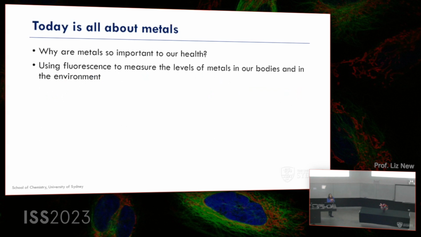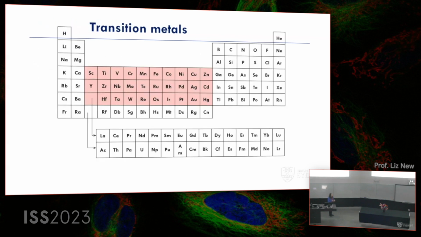So today we're going to talk about why metals are so important to our health, and there are lots of different metals we interact with, and they fall into different classes. Some of them are essential for us to live, and some of them are toxic and cause us to die. And then we'll talk about using fluorescence to measure the levels of metals in our body, and we can also use those sensors to measure metals in the environment.